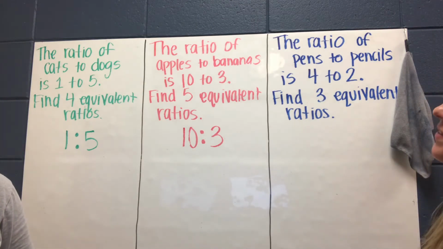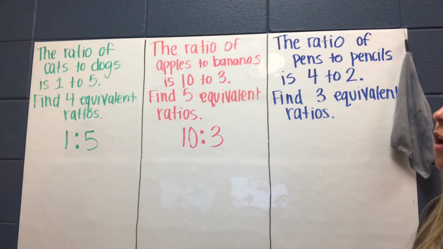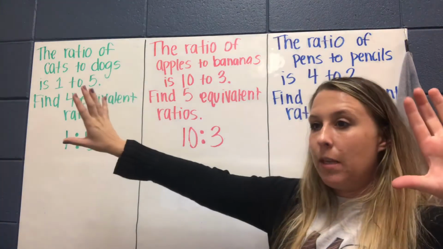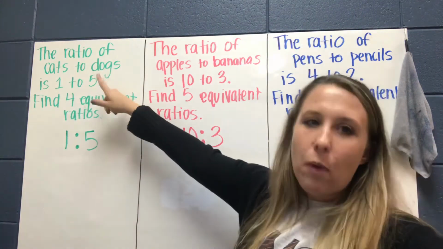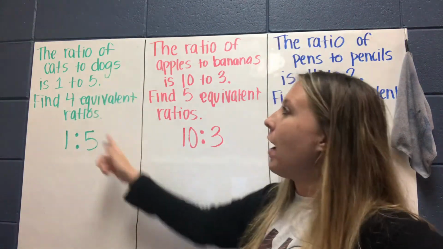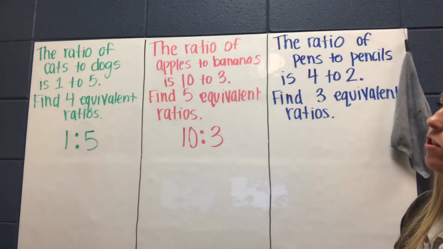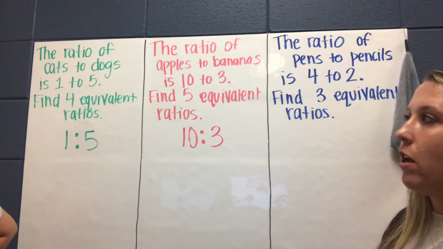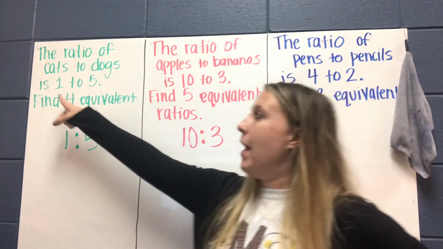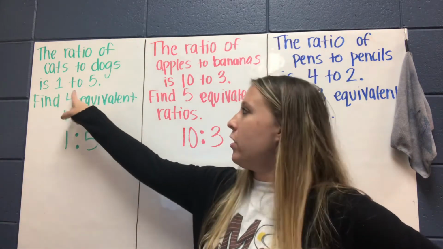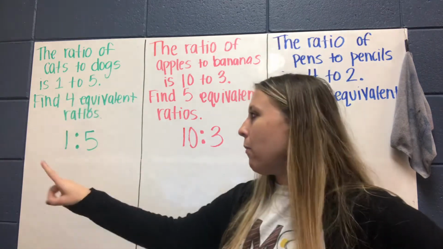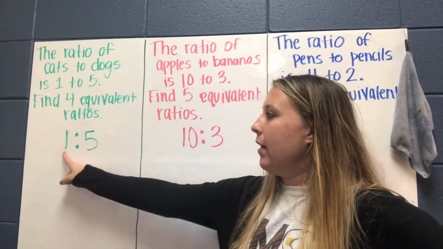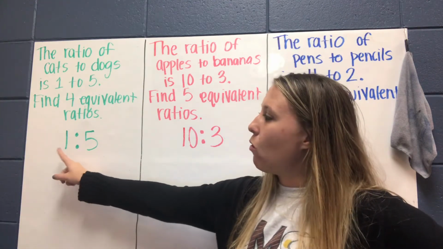Okay, so our first problem. It should be the first problem. The box is green on yours, so we wrote in green. We try to match y'all. It says the ratio of cats to dogs is 1 to 2. Find 4 equivalent ratios. So we went ahead and wrote the ratio 1 to 2 in colon form. Does this 1 represent cats or dogs?